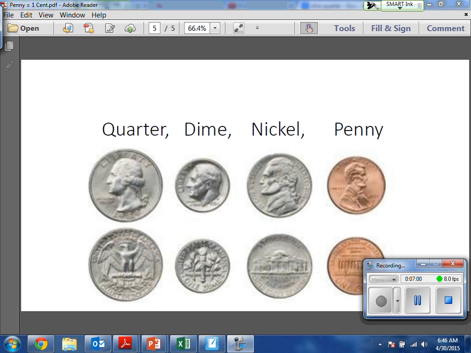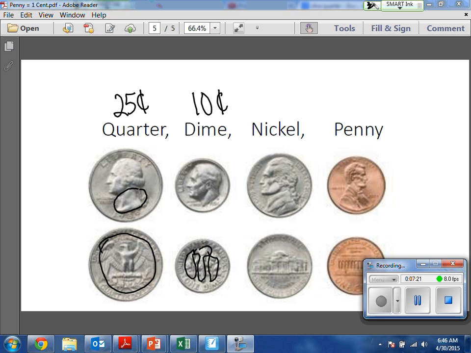Okay, here you have our quarter, which again is 25 cents. Here's a picture of George Washington. Again, notice his neck is bare. And here's the eagle. We have our dime, which is 10 cents. There's Franklin Roosevelt. Again, there's a picture of the flame and the different plants.